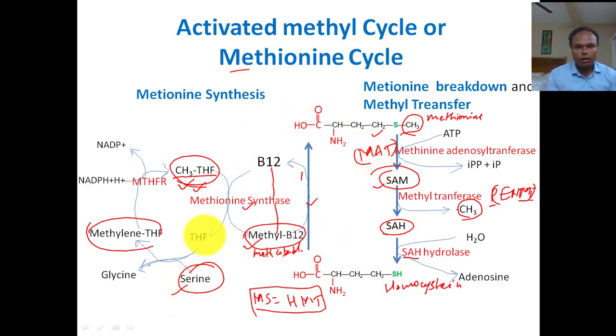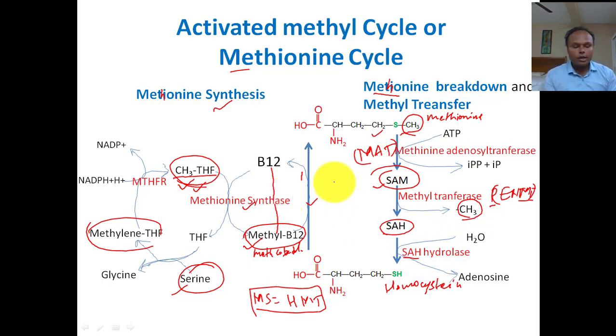This is the whole reaction of the activated methyl cycle, or methionine cycle. You can see on the left side there is methionine synthesis, and on the right side there is methionine breakdown and methyl transfer reaction happening. It's a very easy cycle but a very important cycle.